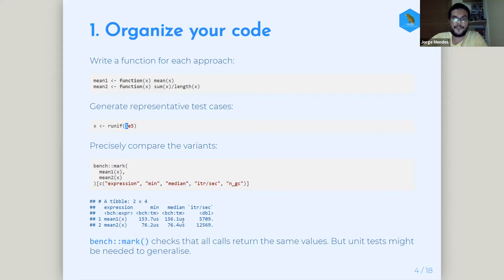sum and length is 2 times faster than mean, because mean does more stuff to be more numerically accurate. And benchmark takes care of a little of that, because it ensures that both expressions return the same values. But sometimes unit tests might be needed to generalize. So if you have a more difficult issue, it's useful to construct some tests, so you can know that in all the important cases, both functions will be equal.